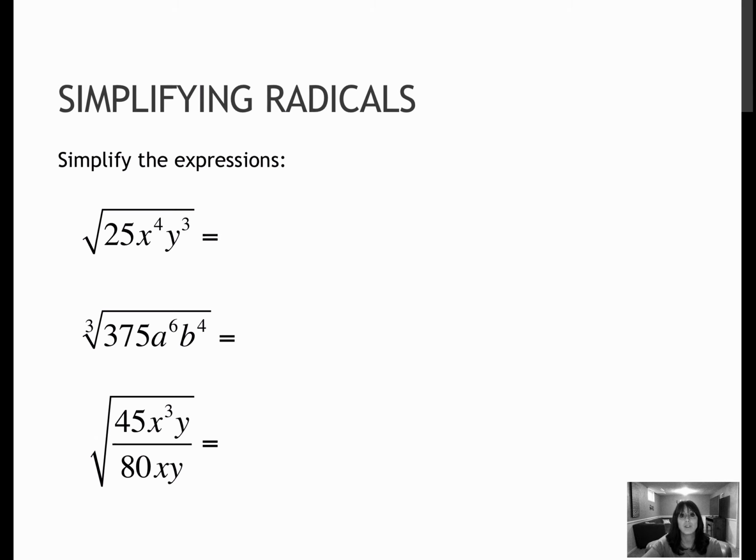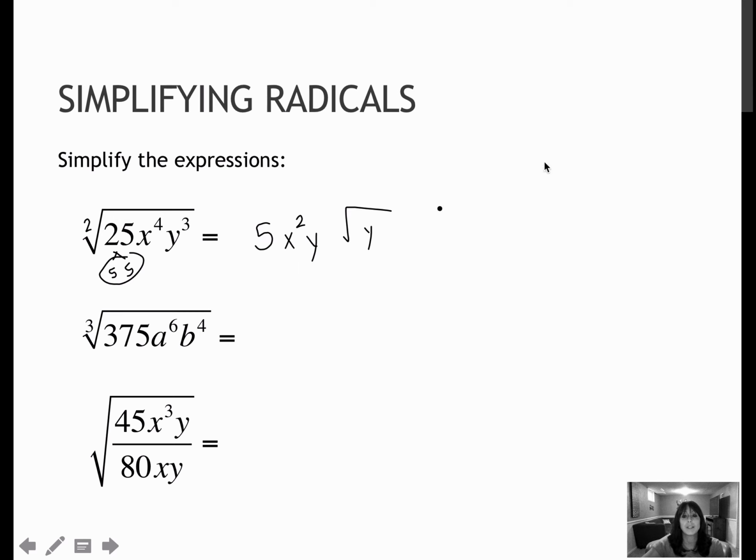Here's more for us to try together. Again, now we're dealing with numbers as well as variables. So again, the 25, I can choose to make my tree of 5 times 5. I have a group of 2, so that 5 is going to come out, or I just know that the square root of 25 is 5. 4 divided by 2 is 2 with nothing left over. 3 divided by 2 is 1, but 1 left over. So 5x squared y, square root of y.